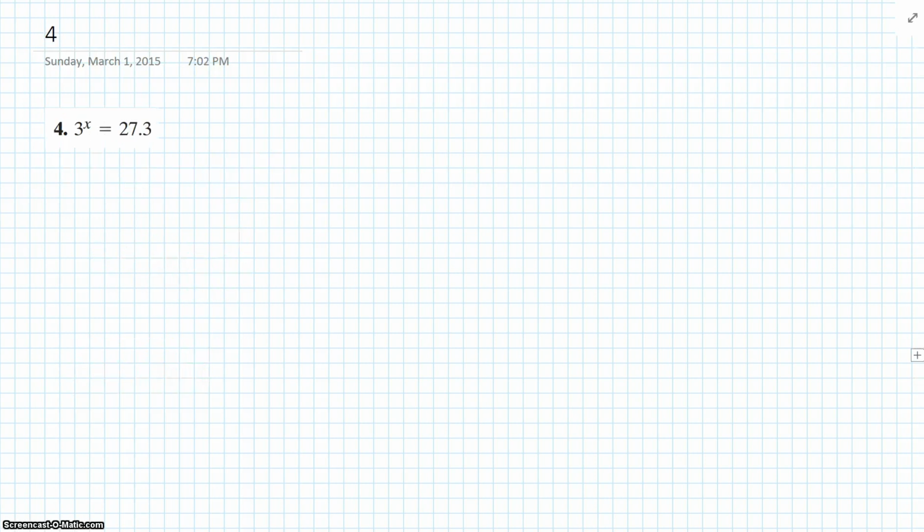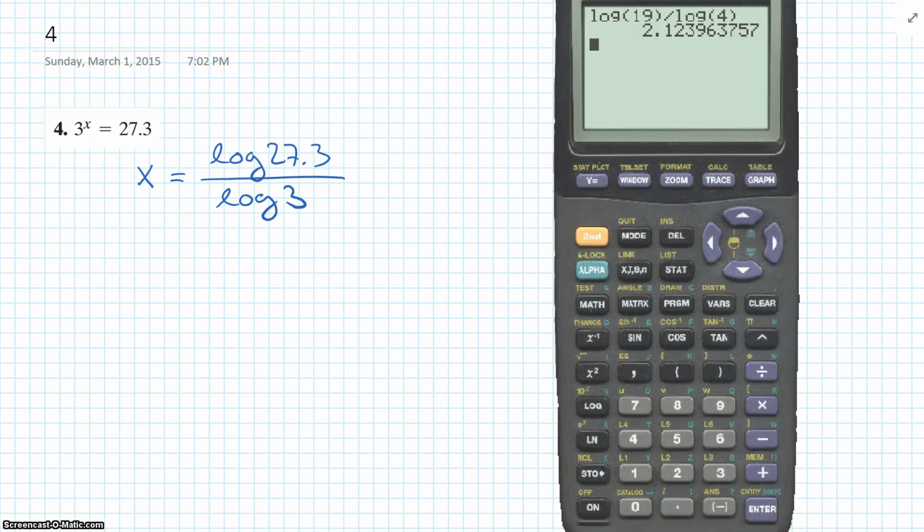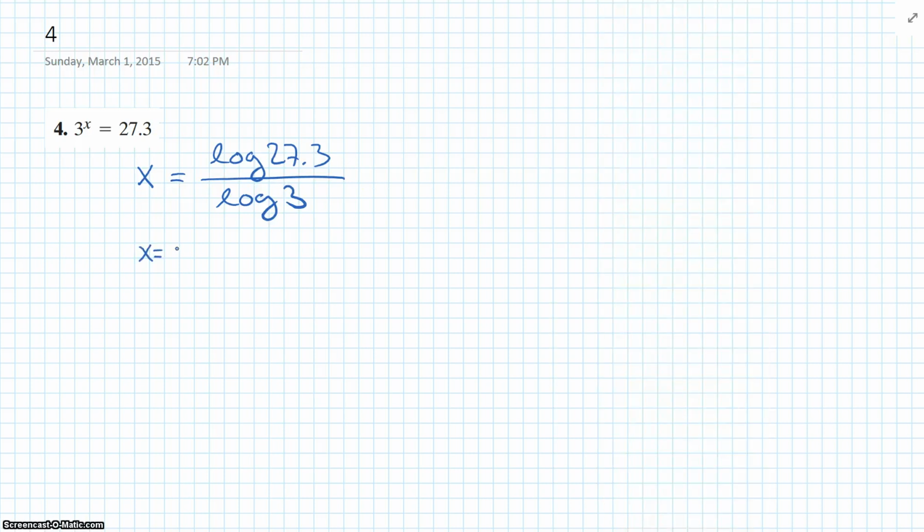Alright, next one. 3 to the x power equals 27.3. So if you feel good, you can say x equals the log of 27.3 over the log of 3. Easy work for the calculator. Log of 27.3 divided by log of 3. 3.01. So x equals 3.010.